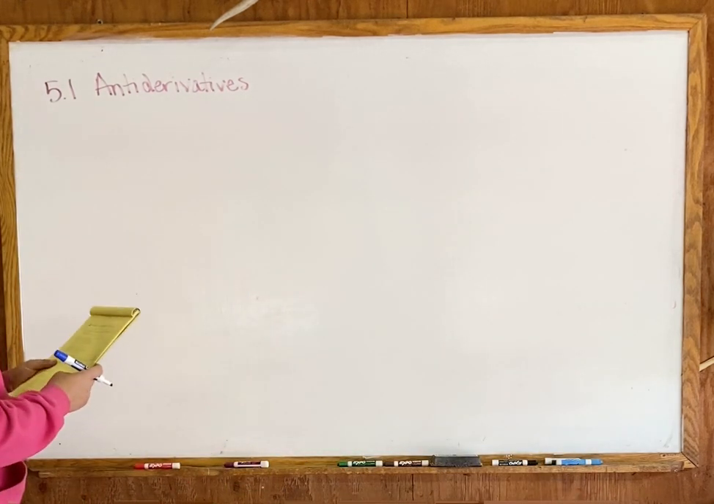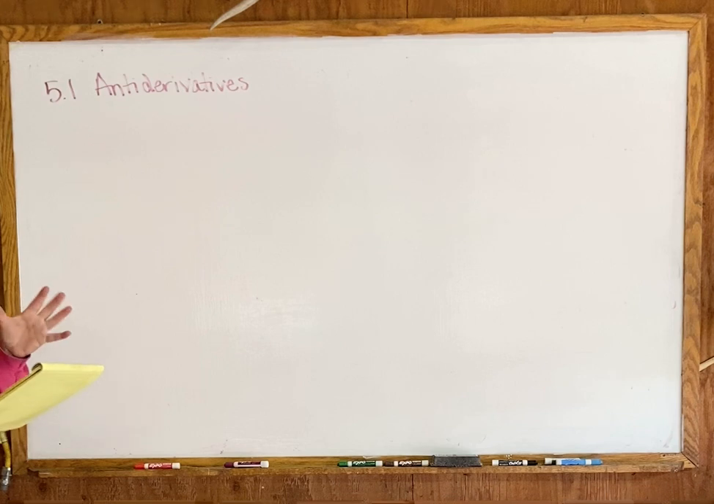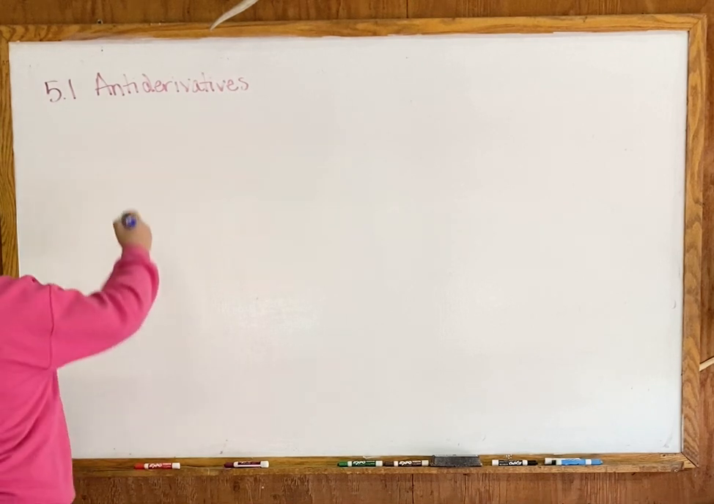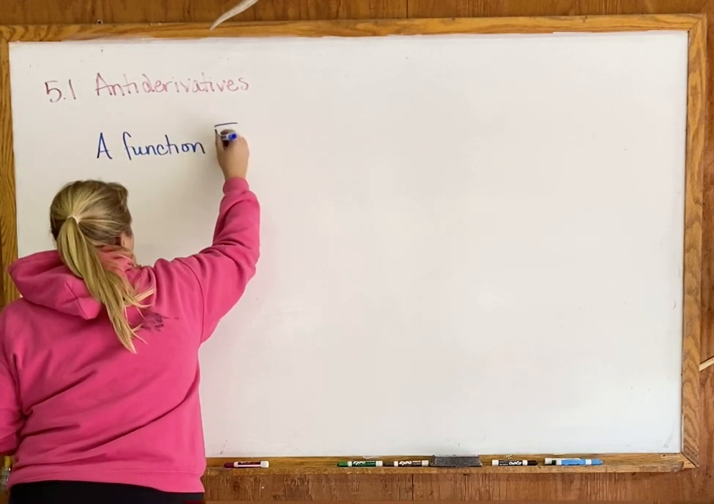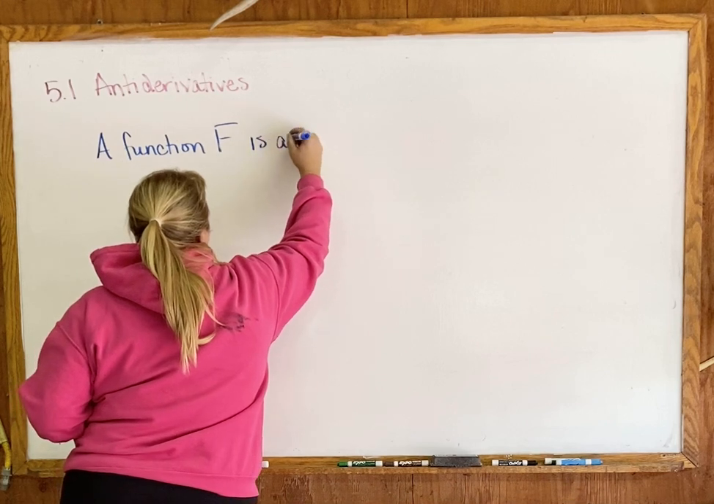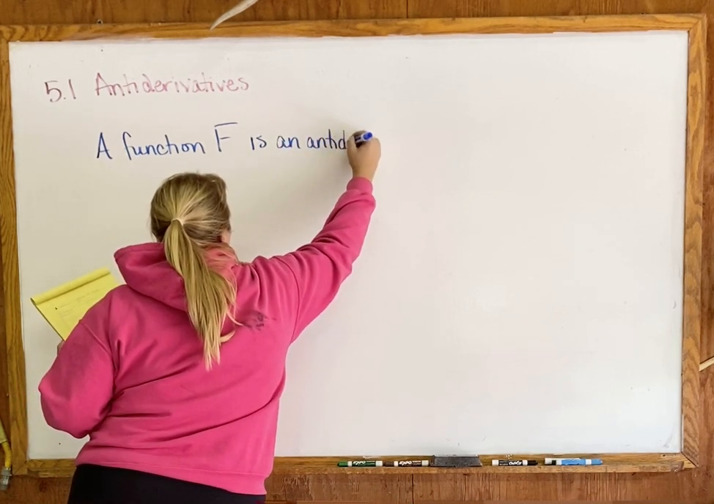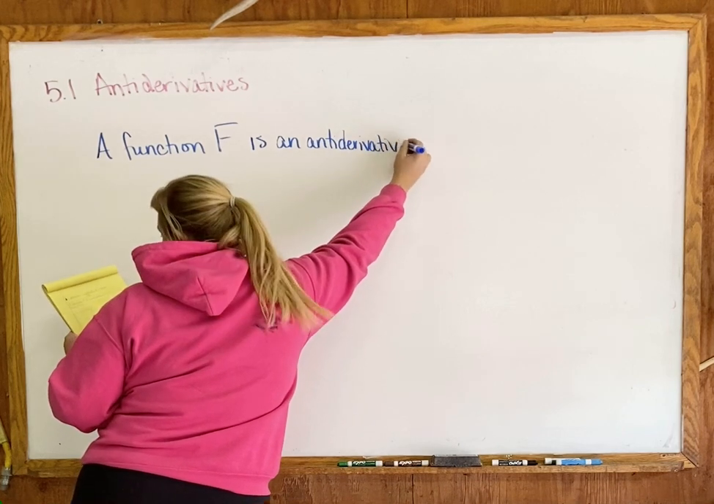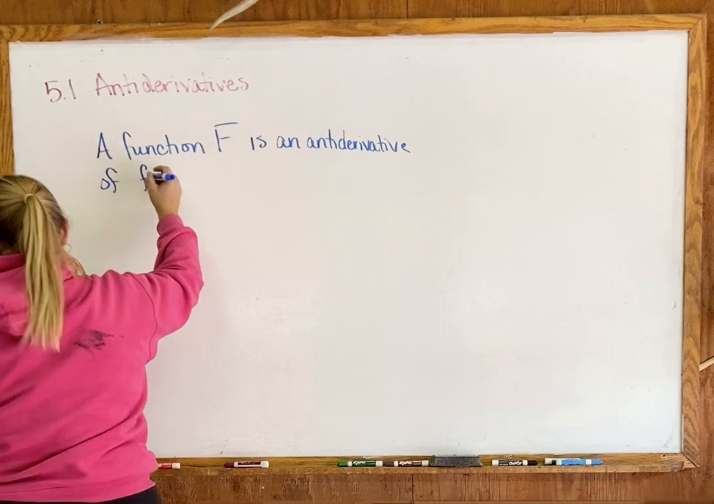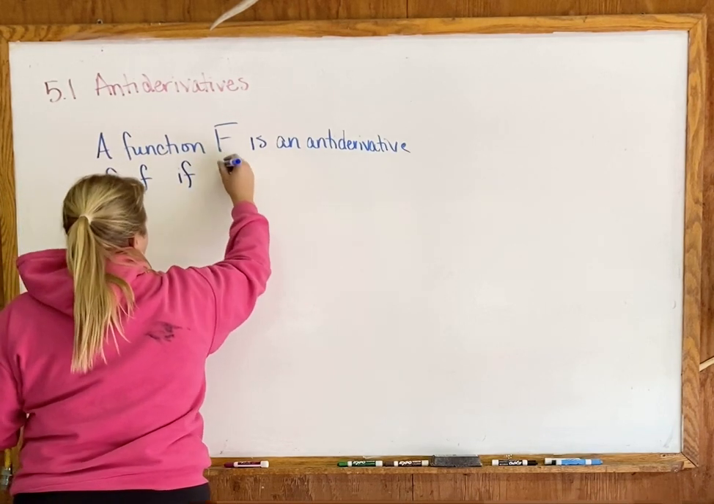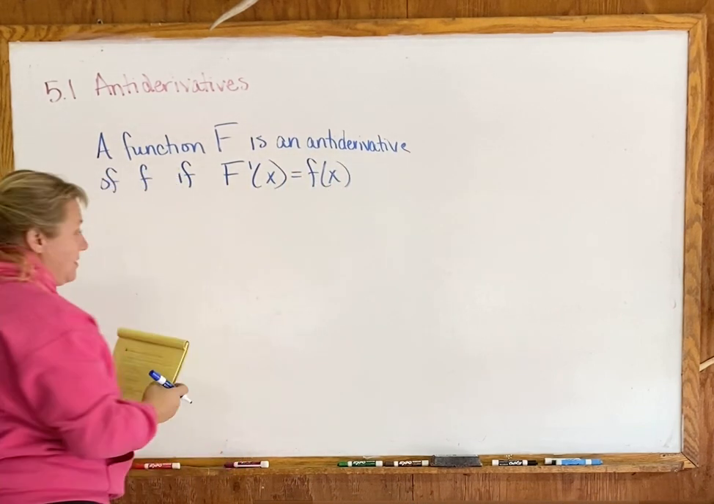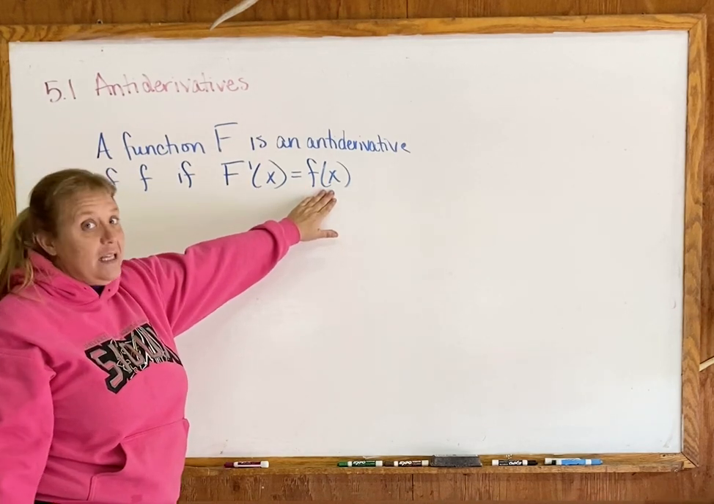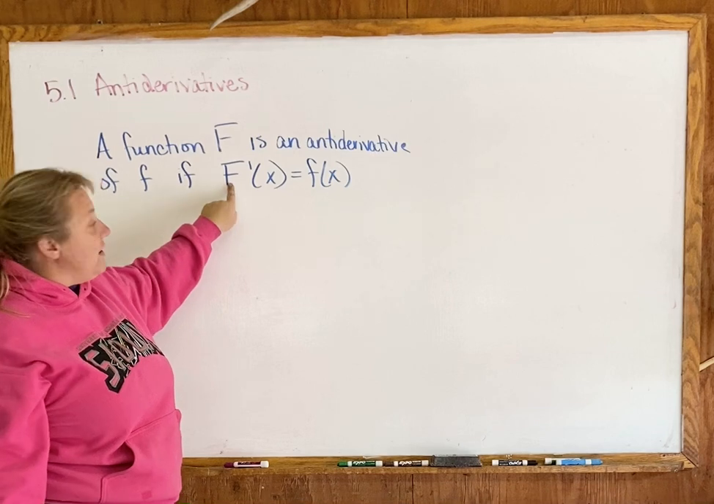So we start off with this definition, which is not the most user-friendly, and because of it, we're gonna change to something else in a little bit, but this is how we start off. We say a function, capital F, is an antiderivative of little f if capital F prime of x is equal to little f of x. Okay, so if we start with little f of x, then it is the derivative of capital F of x.